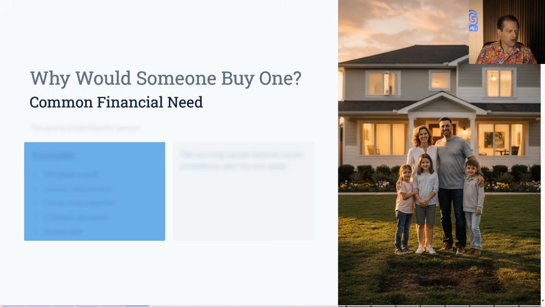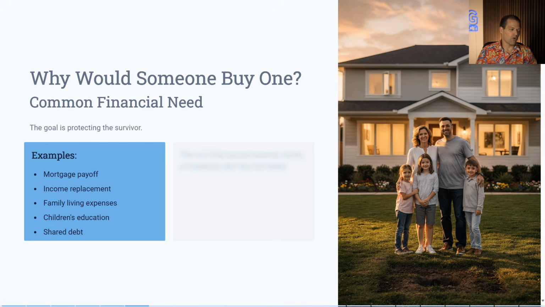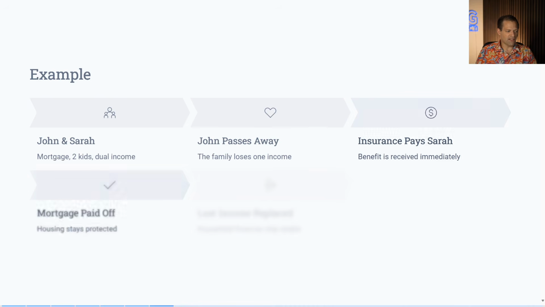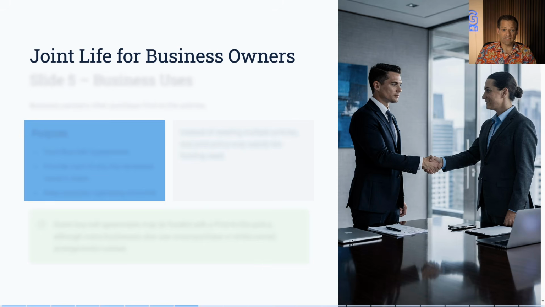So why would somebody buy one? A common financial need is protecting the survivor: things like a mortgage payoff, income replacement, family living expenses, shared debt, children's education. The surviving spouse receives money immediately after the first death. So we've got John and Sarah, a mortgage, 2 kids, dual income. John dies. Insurance pays Sarah. The mortgage is paid off, the income is replaced, and the policy is done.